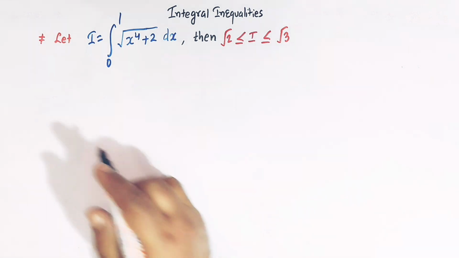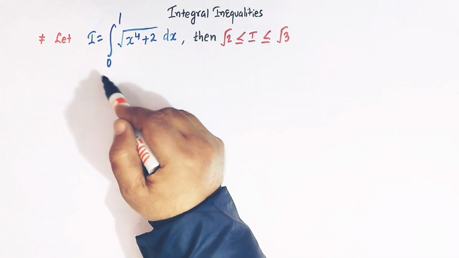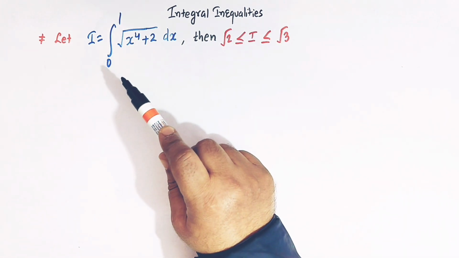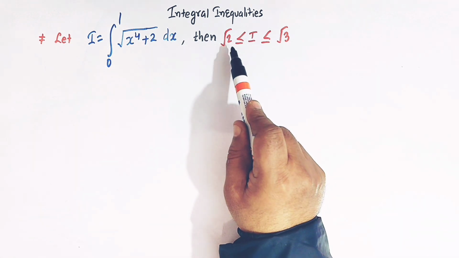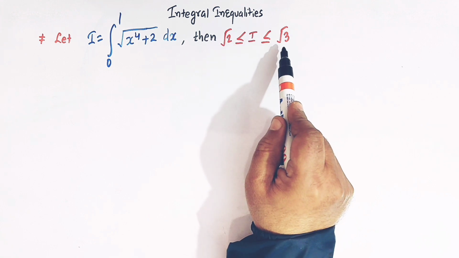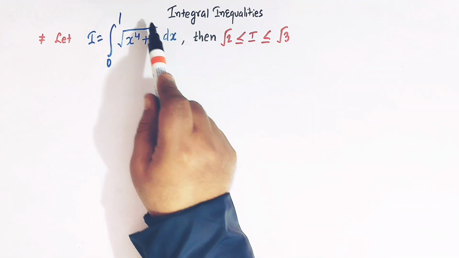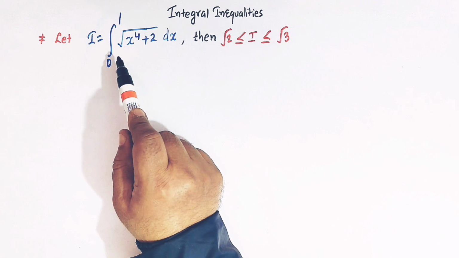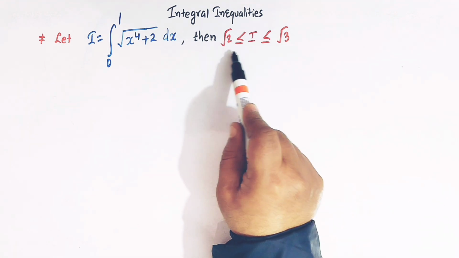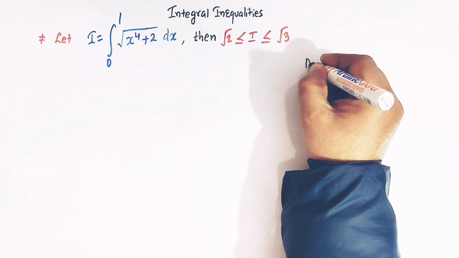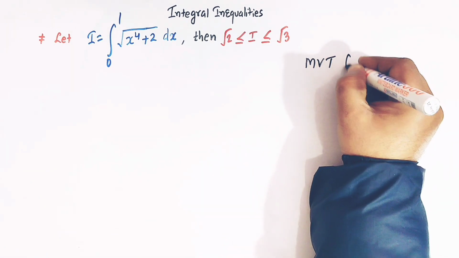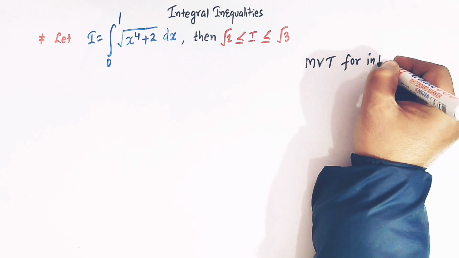So viewers, here we have to estimate this integral, and we have to show that the value of this integral lies between square root of 2 and square root of 3, right? And here we are not going to evaluate this integral. So we'll prove this inequality with the help of an important result from integrals, that is known as the mean value theorem for integrals, right?